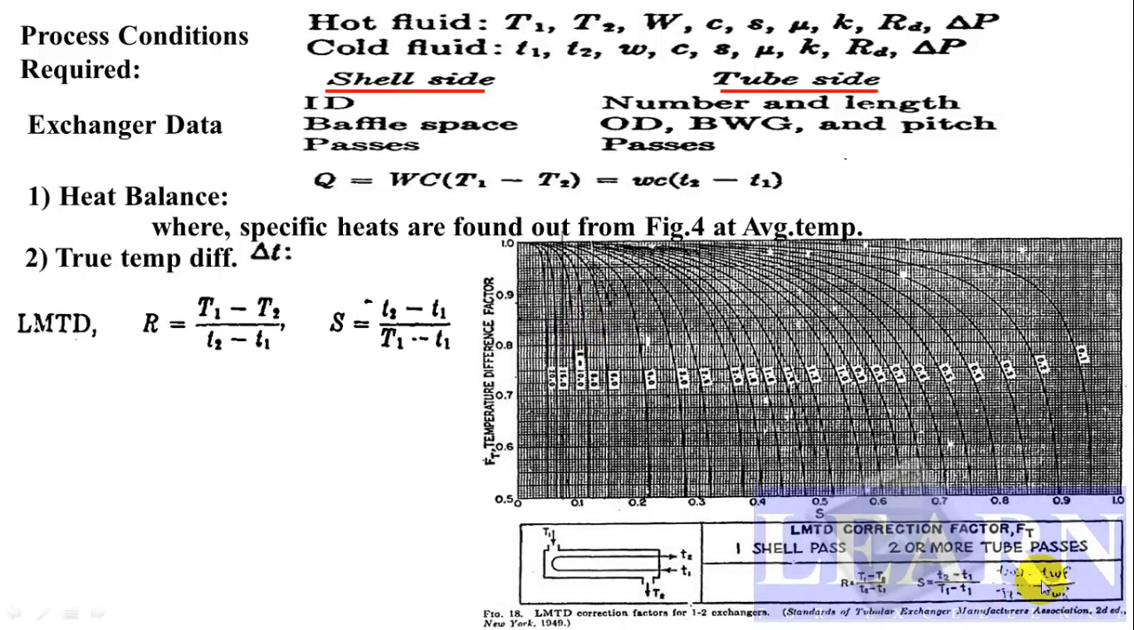After finding the value of R and S, we need to find the value of Ft from figure 18. Now look at this figure over here. So we'll have the value of S, which is over here, and we'll know the value of R. From this R value and from this S value, we need to find the value of Ft. After finding the value of Ft, we need to find the true temperature difference, that is delta T. Delta T is nothing but log mean temperature difference, LMTD, which we have calculated, into Ft, which we have calculated from this figure using R and S.